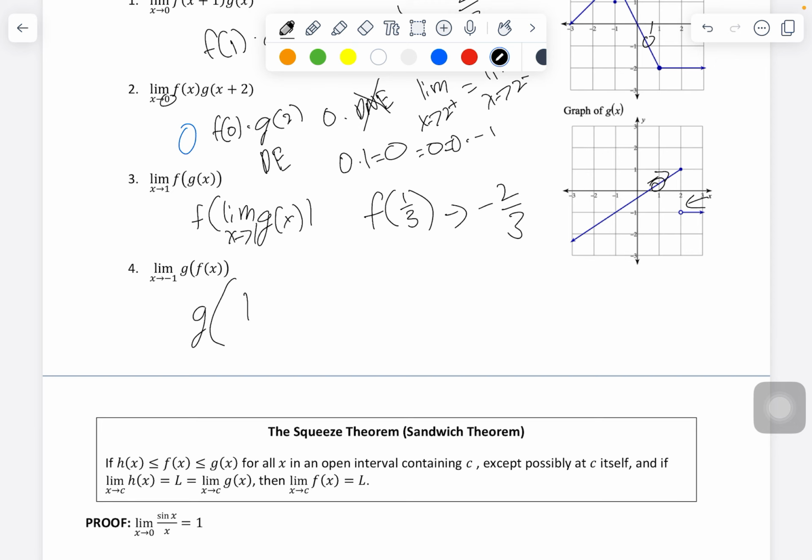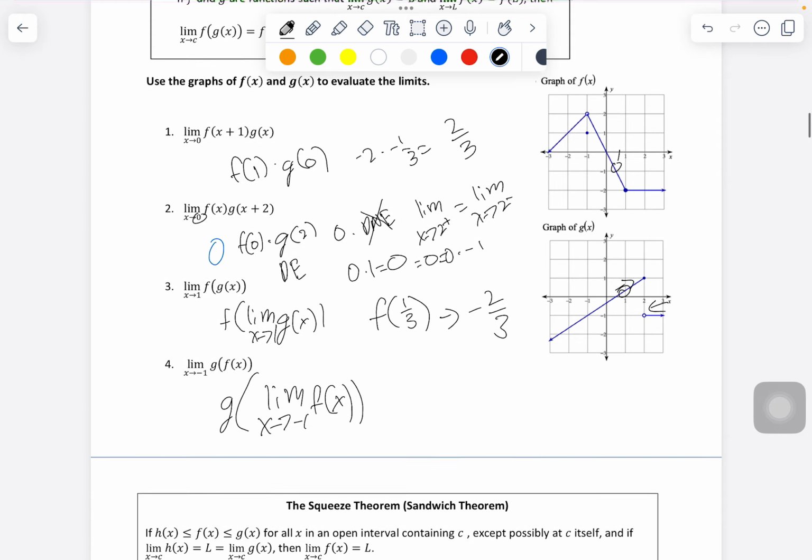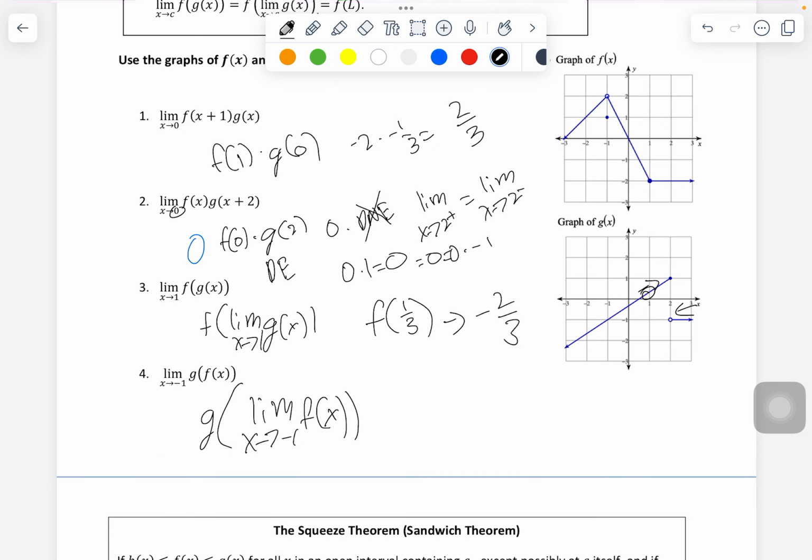And we can do the same thing here. So as x approaches -1, we can see it approaches the value 2. And then g of 2 actually does have a value. Remember, we're not approaching it anymore. It's just g of 2, which is 1.